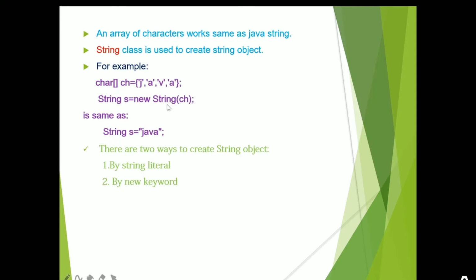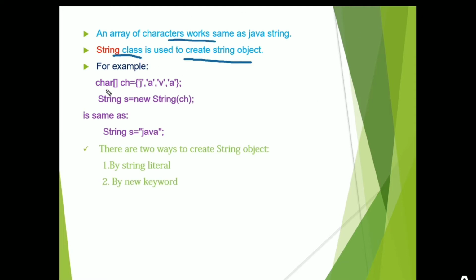The array of characters. The character array works the same as the Java string. In Java, we have the String class, with the help of which we can create objects. The String class is included in the lang package. By creating objects of that class, we can use strings. The character array also works the same as Java's String class.